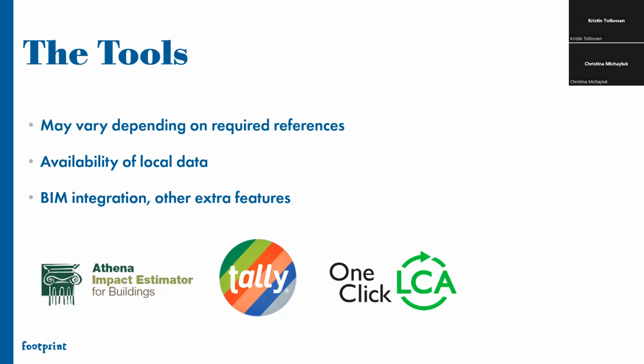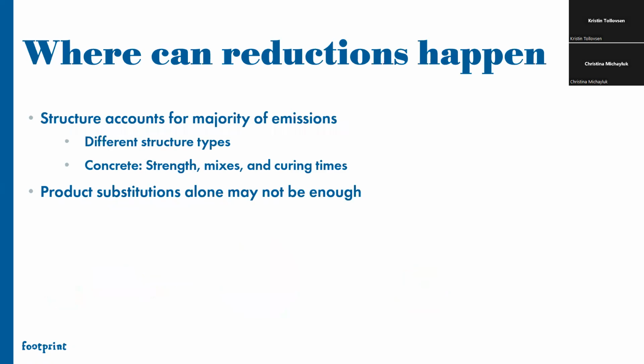So in terms of just looking at reductions, I had alluded to this earlier, structure does account for the majority of the emissions. So when looking at the different structure types, different types of concrete mixes and curing times, that early analysis is really important so that you're able to talk with your structural engineer and see where changes can be made. Maybe you can increase the strength on a slab to be able to decrease its thickness. Maybe a longer curing time will help reduce the embodied carbon. Maybe changing your mix design can provide more recycled content.